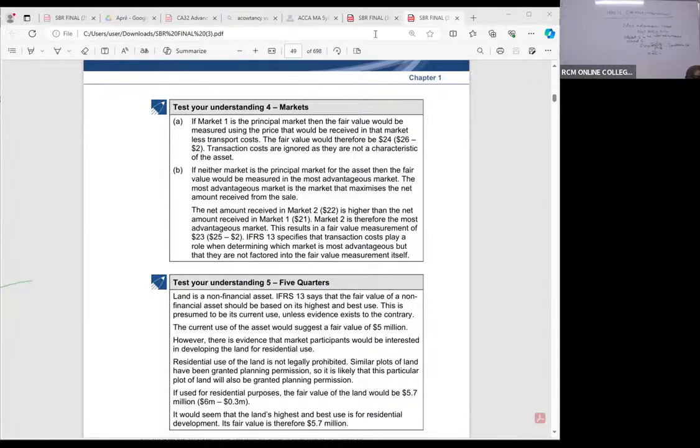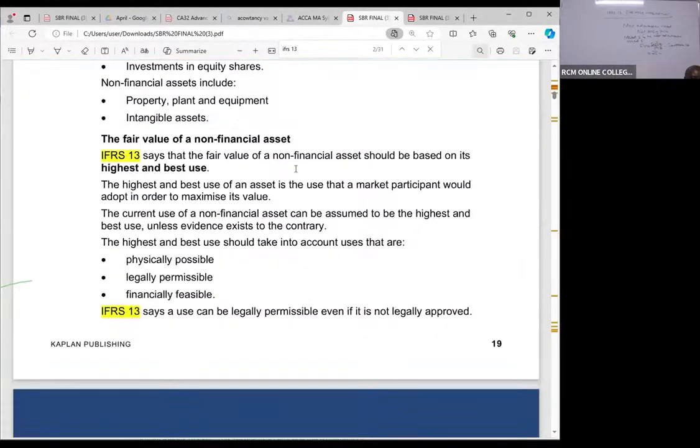5.7. So Richard wanted me to talk about this: IFRS 13 says a use can be legally permissible even if it's not legally approved. Like how you get approvals from City Hall to build a house here, right? That approval may not be given, but constructive. It's called substance over form. Your neighbors have already gotten that kind of permission in the past. So you should also be allowed in this case to make an assumption that, should I seek this approval, I'll be able to get it.